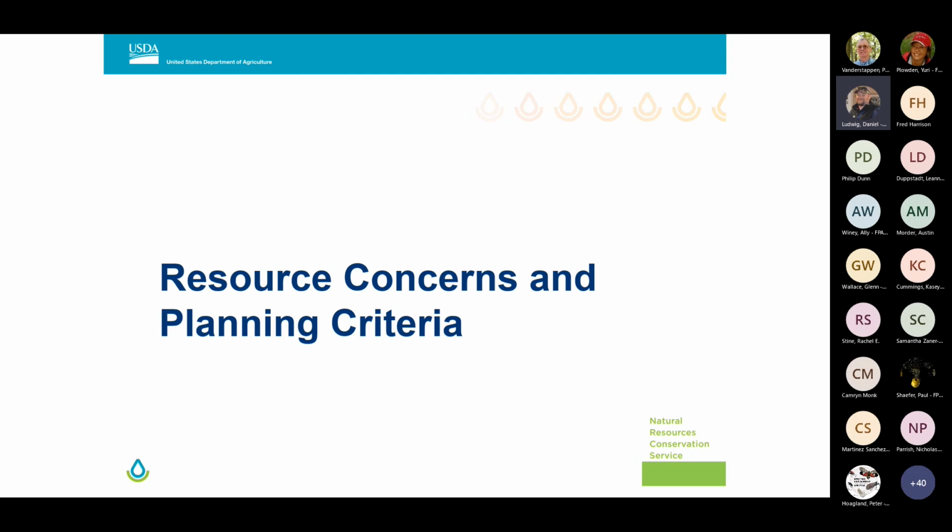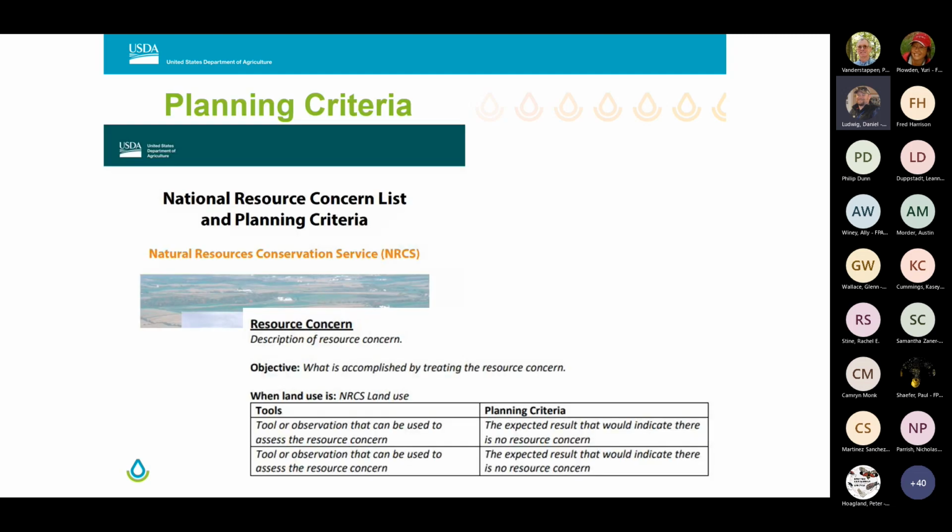So let's talk a little bit about resource concerns and planning criteria. If you're not familiar with this, NRCS has a national list, which I've done some screenshots of. This is found in section 3 of the Field Office Tech Guide. Essentially, this list defines all of the resource concerns that you'll find on the CPA 52. It gives you a description of it, our objectives, and then it's going to tell you what tools can be used or visual observation, and what it takes to meet that planning criteria.